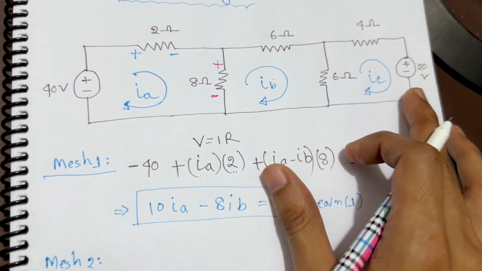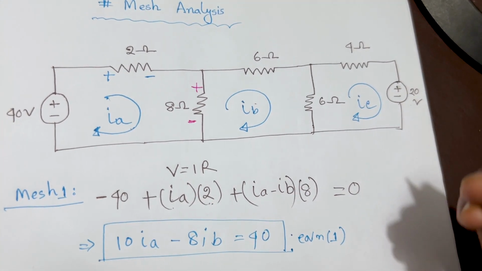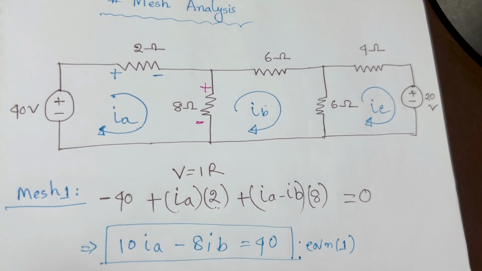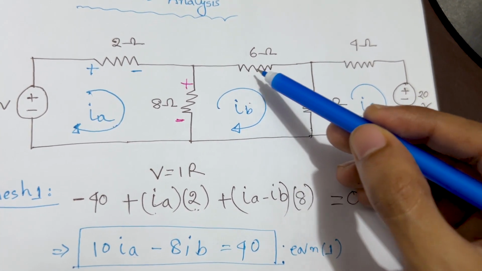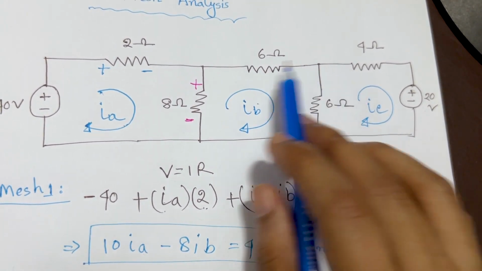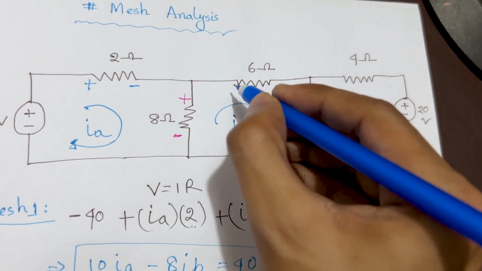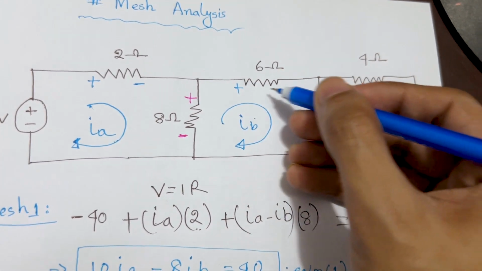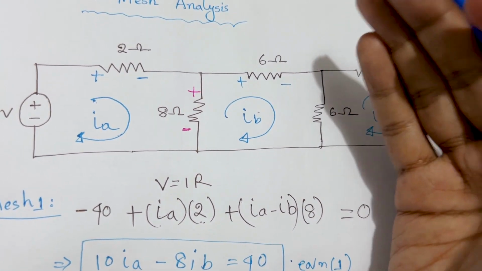Now we need to work with equation number 2. Here we have to think about it in a different way. Suppose the current is flowing from this one and this one. Now the 6 ohm resistor has no interference. It is very simple. Just write positive polarity, negative polarity, because the current is flowing from higher potential to lower potential, as we are assuming.